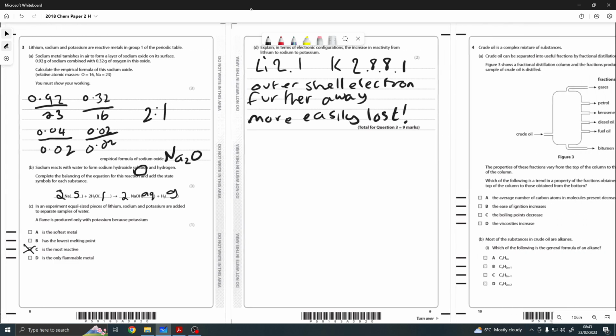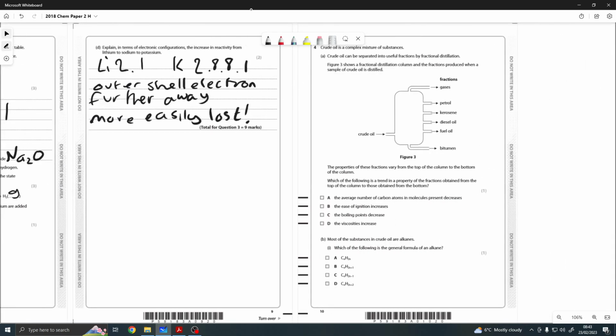Right, page 4. Here we are. Question 4. Here we go. Now, there we go. It gives a fractionating column and some of the fractions that are given off. The properties of these fractions vary from the top of the column to the bottom. Which of the following is a trend in properties from the top to the bottom? Okay, so it's the trend as you go down.